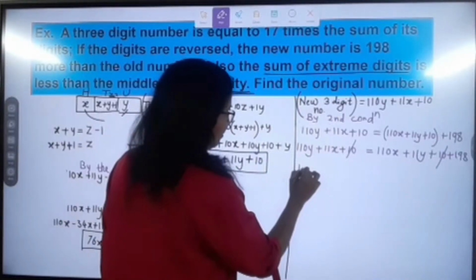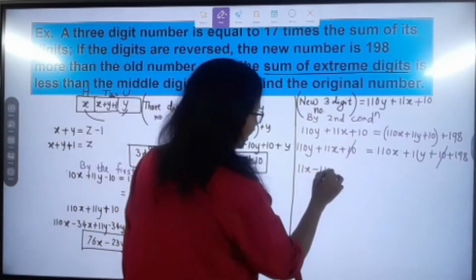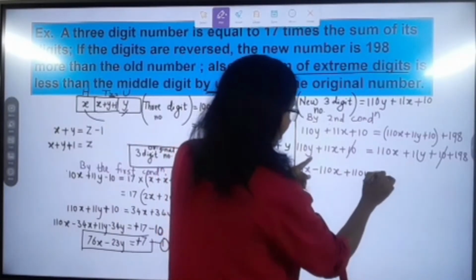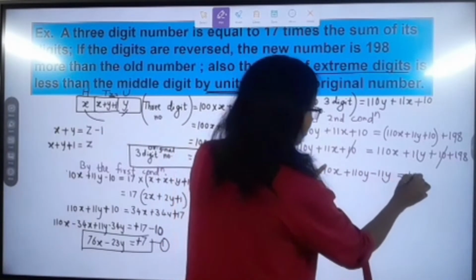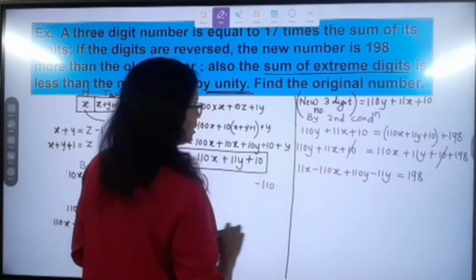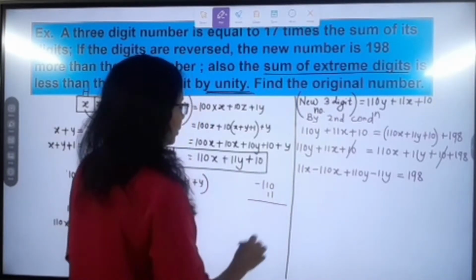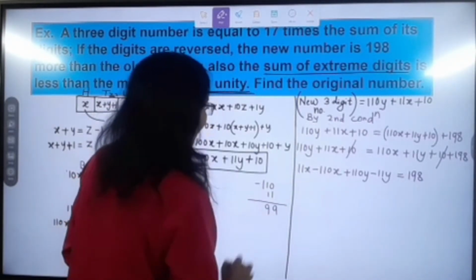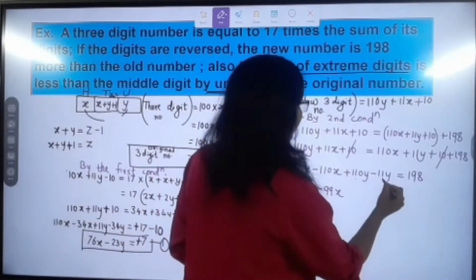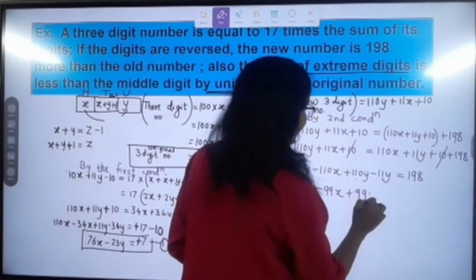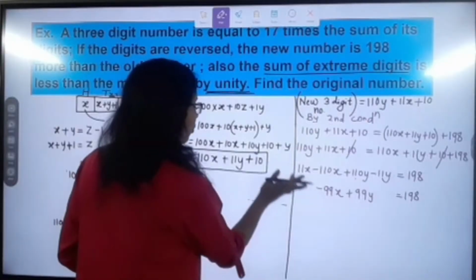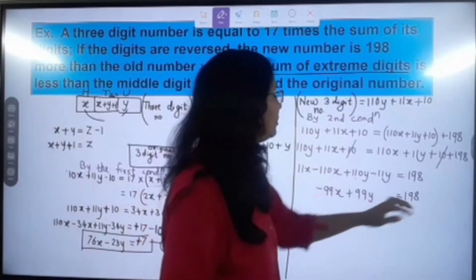So here 11x minus 110x, shifting, plus 110y minus 11y is equal to 198. So here, students, now 11 minus 110 gives minus 99x, and then 110 minus 11, that will be plus 99y, which is equal to 198. Okay, so if you observe, 99 multiplied by 2 is 198.